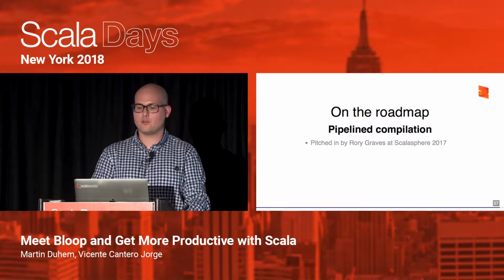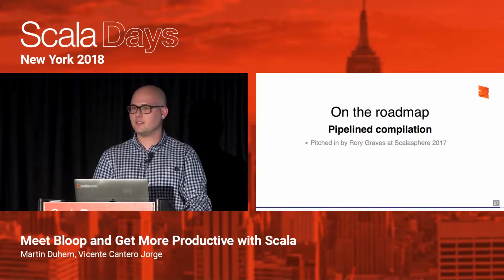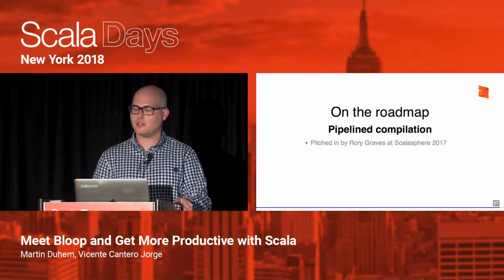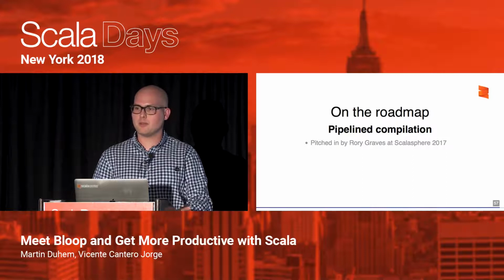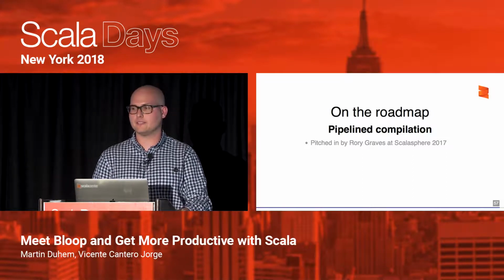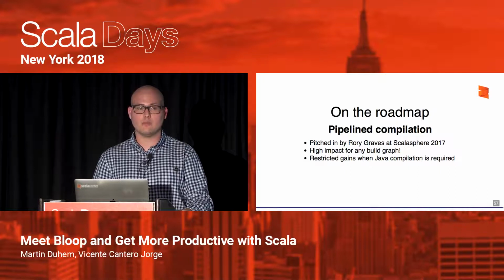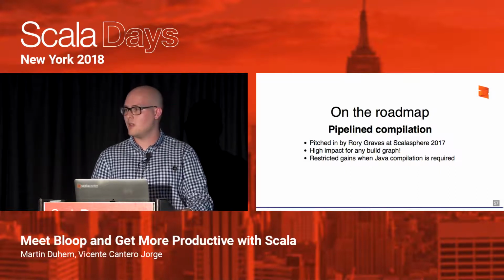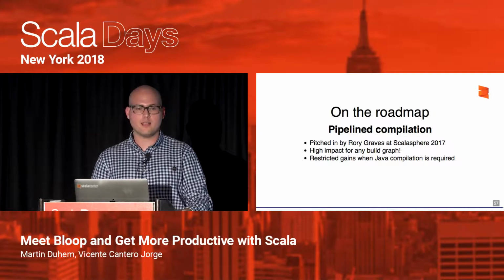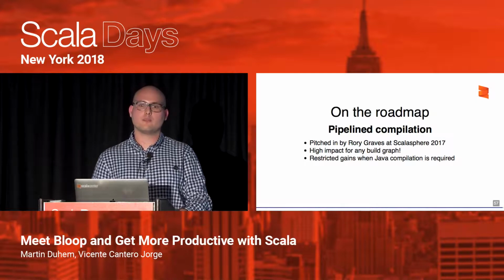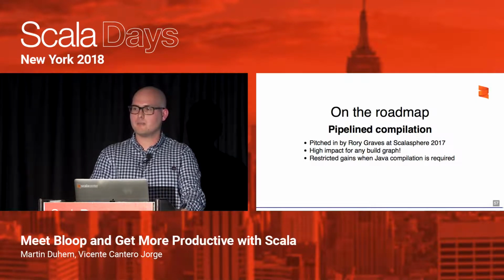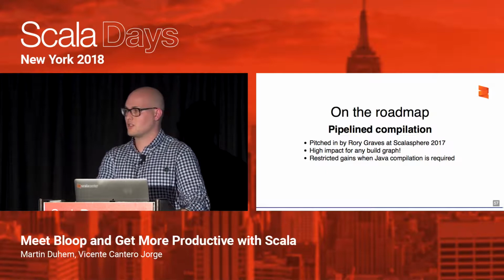This idea was pitched by Rory Graves at Scala Sphere 2017. I remember hearing about it and being very excited about it. And there wasn't an implementation, so the first thing I tried to do is just to implement it myself. And I did a prototype in Zinc, the incremental compiler, and Bloop as well. This has high impact for any build graph. We don't yet have real-world results to assess how well it will perform in reality, but the theoretical performance speedups that we've said before keep us very optimistic about the consequences of such a change.